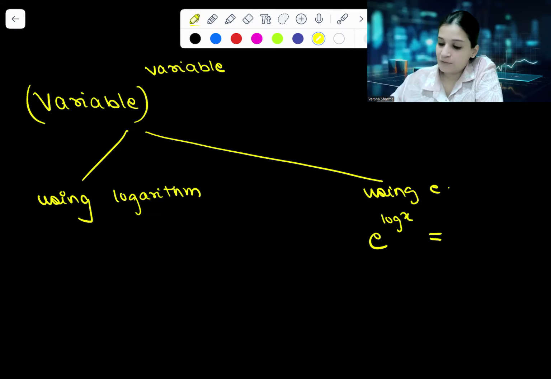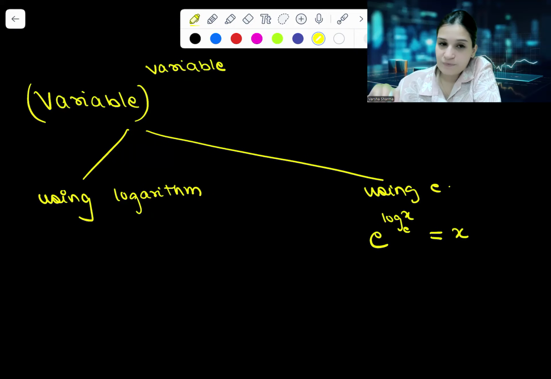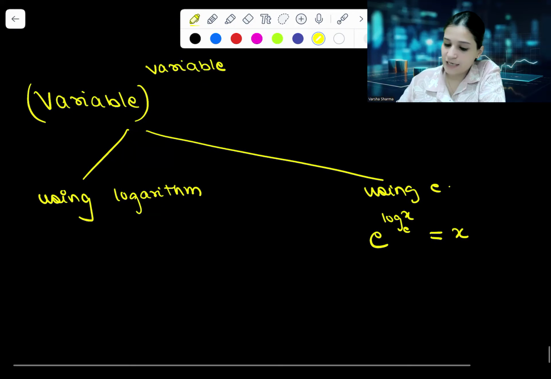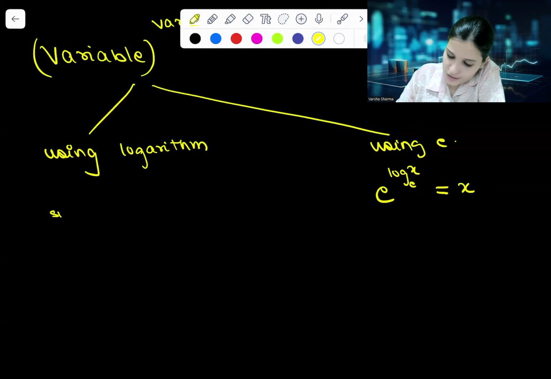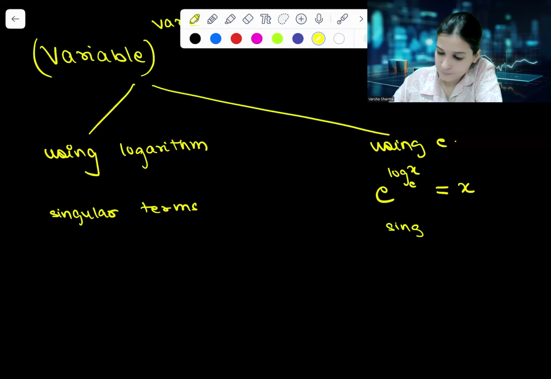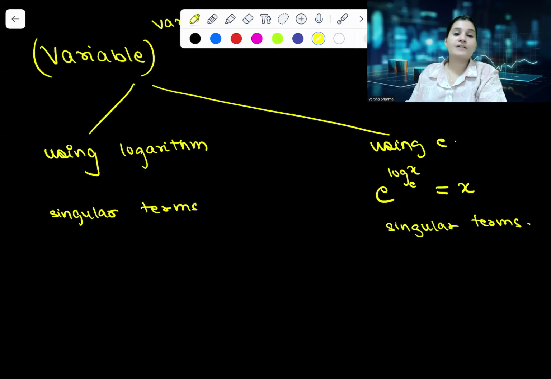X. If nothing is in the base, that means e. So e log e gets cancelled and we get x. This is what we'll be using here. Okay, so when can we apply which? Let's first understand. In singular terms, both of them can be applied, whichever you want. In single terms, you can apply any which way, whatever you want. There is no restriction.